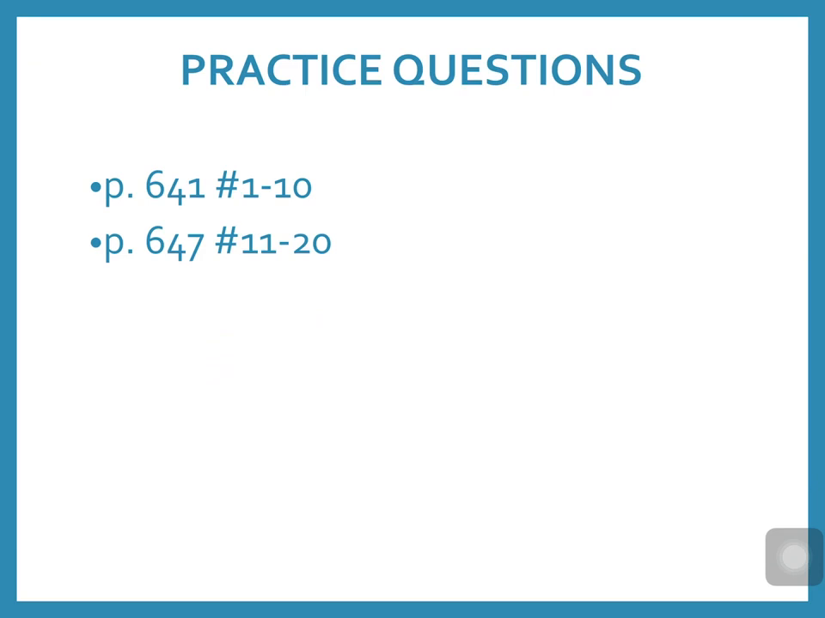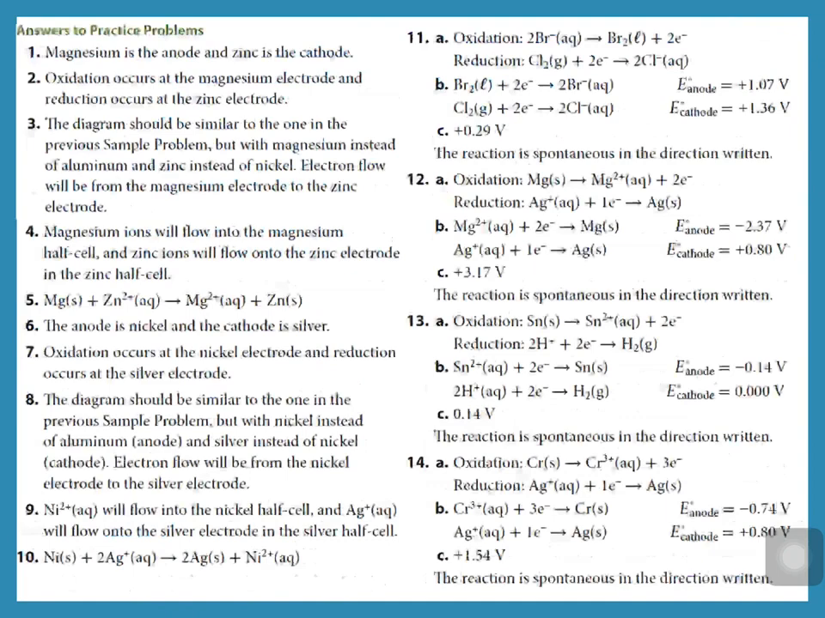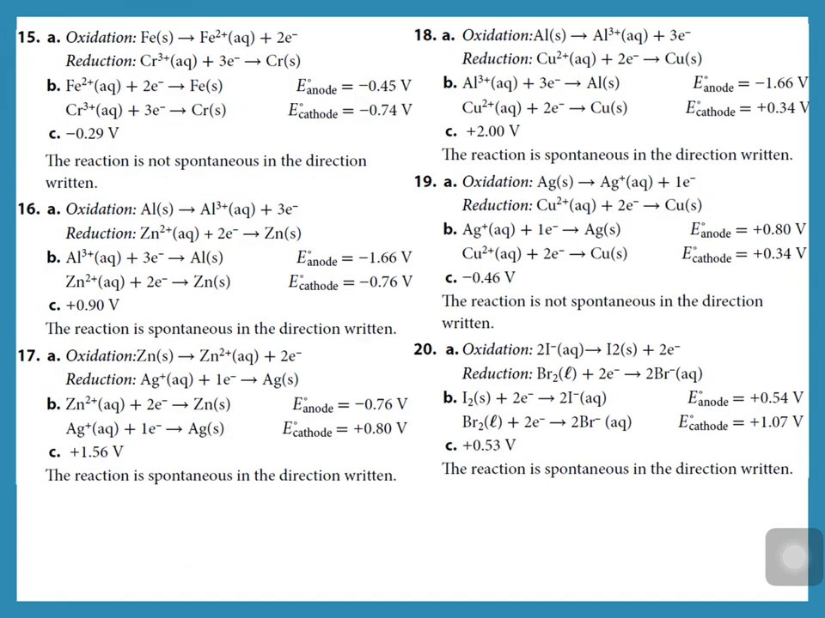And then page 647 is looking at the example we just did, which is calculating the standard potential for the cell and then determining whether it is a spontaneous reaction or not. And at the end of the slideshows are all of the questions and answers to them as well, if anyone has handed in their textbook already.